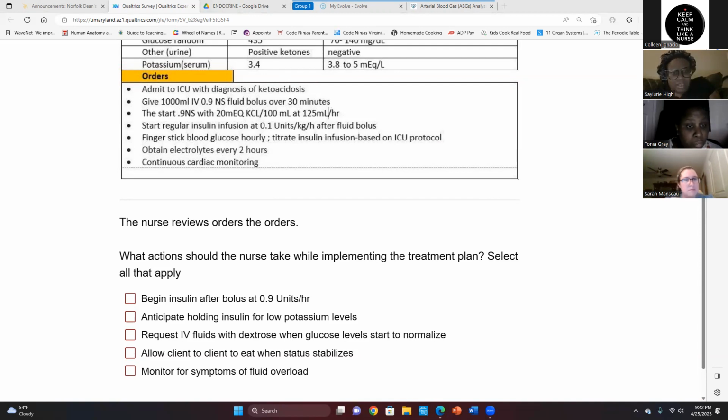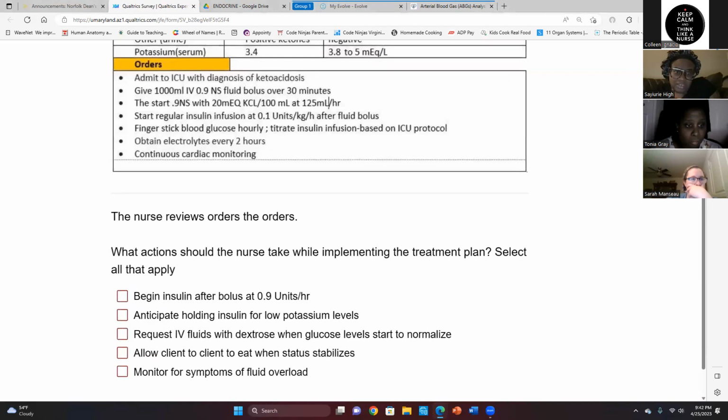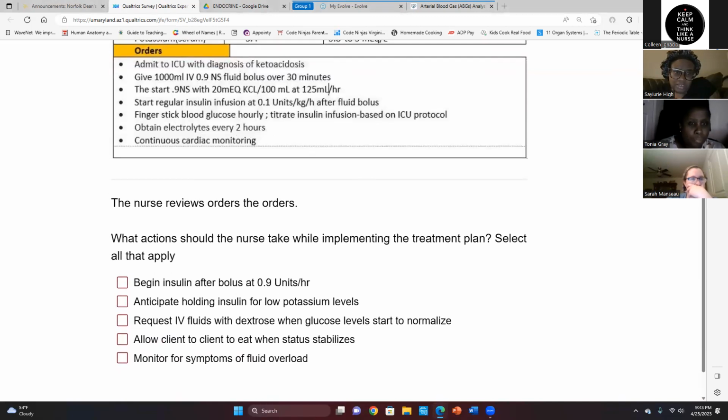Okay, so there's a lot going on with this patient, right? And we kind of knew that. So let's talk about what the nurse should do. The nurse reviews the orders, and thank you for reading that. What action should the nurse take while implementing the treatment plan? Select all that apply. Let's go one by one. Begin insulin after bolus at 0.9 units per hour.